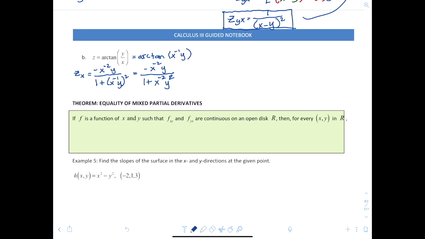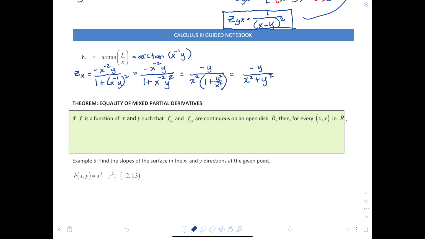Let's see if that'll simplify a little bit. This would end up being negative y over x squared times 1 plus y squared over x squared, which would be negative y over x squared plus y squared. Cool so far? All right.